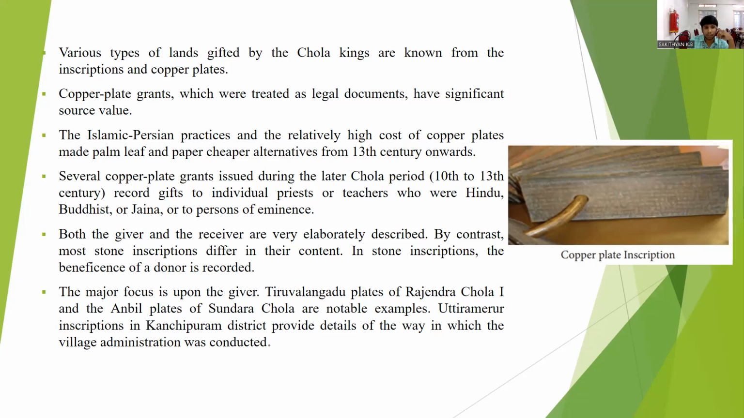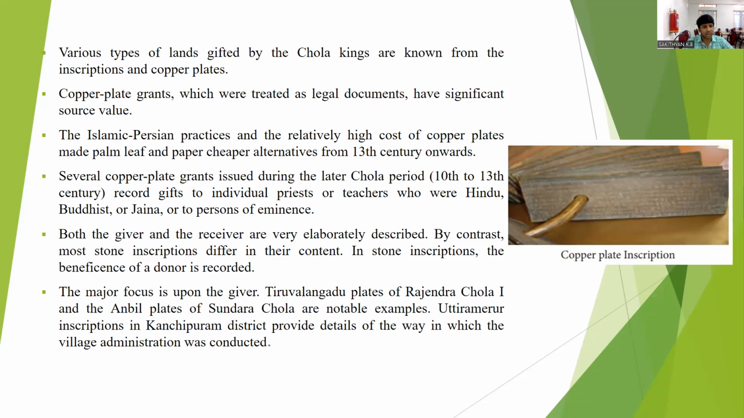The Islamic worship practices and the relatively high cost of copper plates made palm leaf or paper cheaper alternatives from the 13th century onwards. Several copper plate grants issued during the later Chola period, from the 10th to 13th century, record gifts to individual priests or teachers, Hindu, Buddhist, or Jaina, or to a person of eminence. Both the giver and the receiver are very elaborately described. By contrast, most stone inscriptions differ in their content.